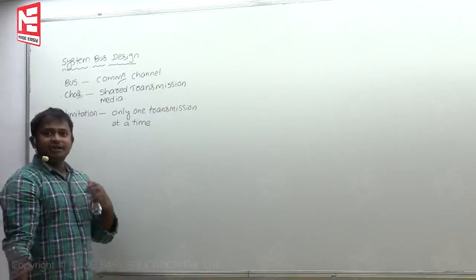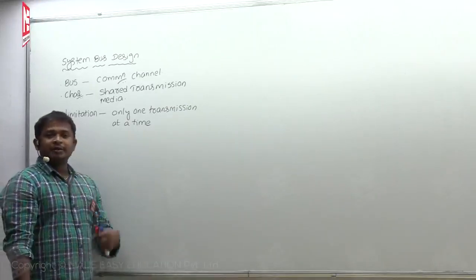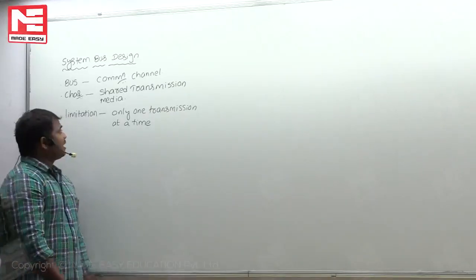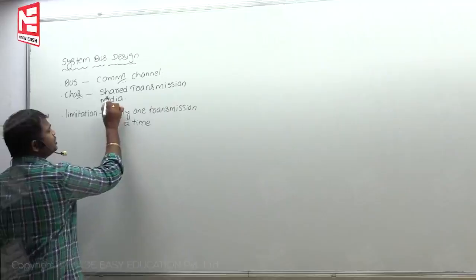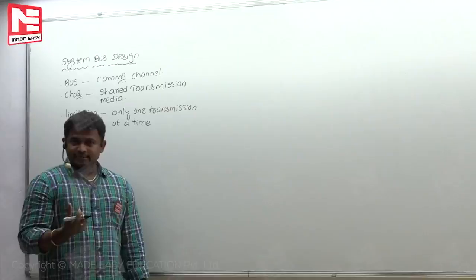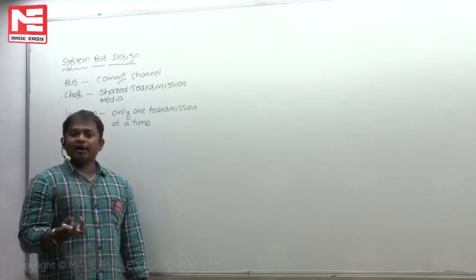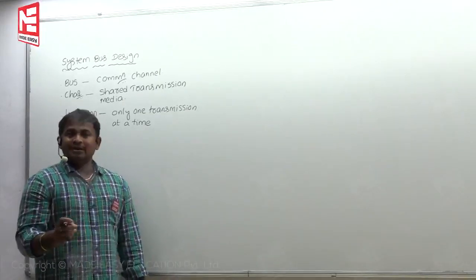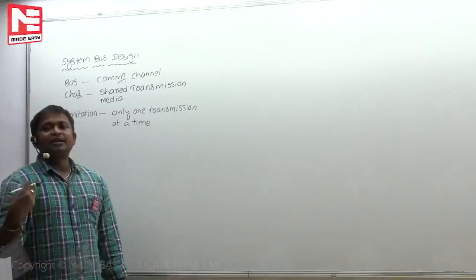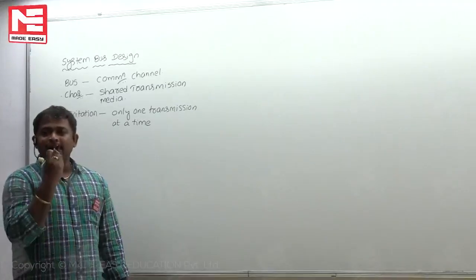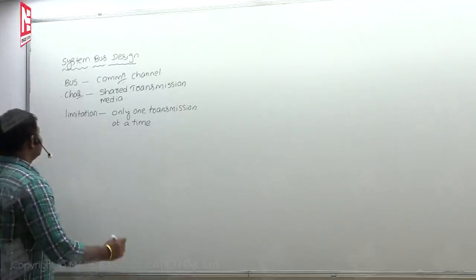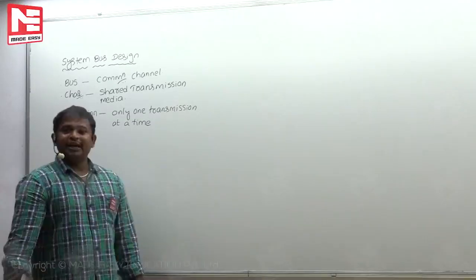Bus is a communication channel used to provide the communication between the different components. A characteristic of the bus is shared transmission media, meaning if n components are connected to the bus, if one component is sending the data to the bus, the remaining n-1 components are ready to receive the data. That is shared transmission media. One component is talking and the remaining components are all listening. Right? Next, limitation: only one transmission at a time.